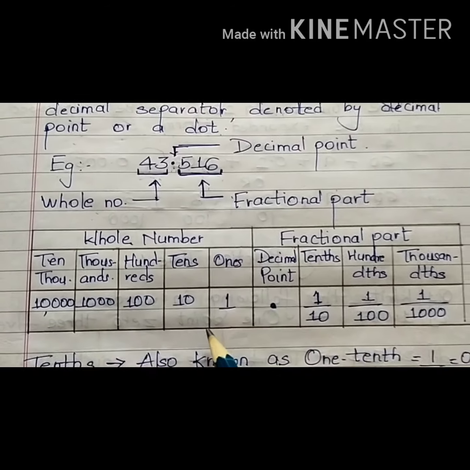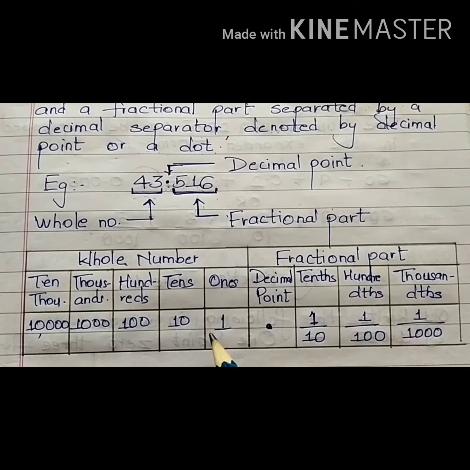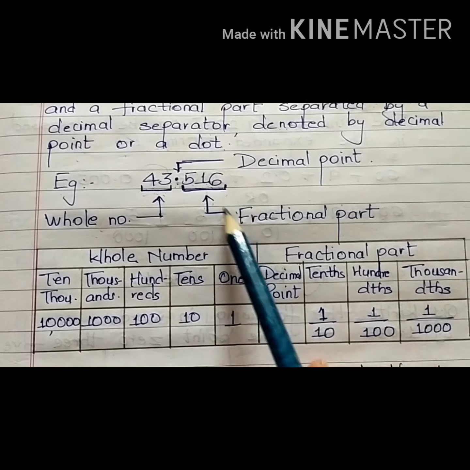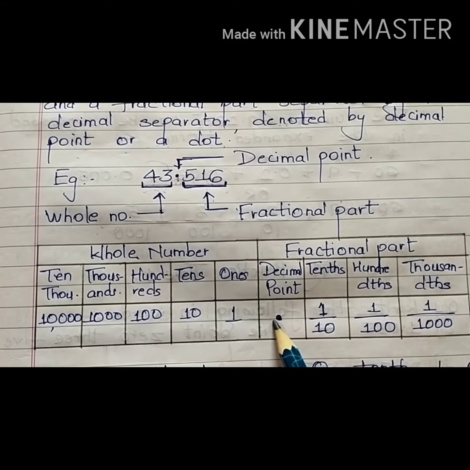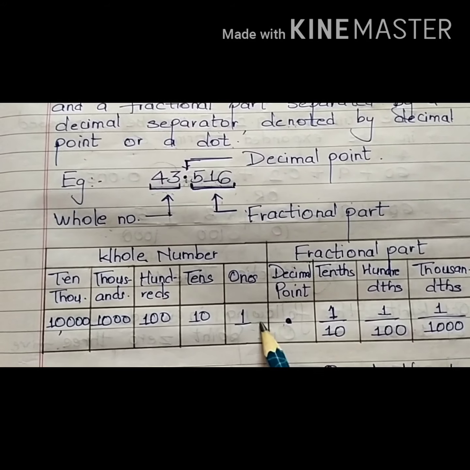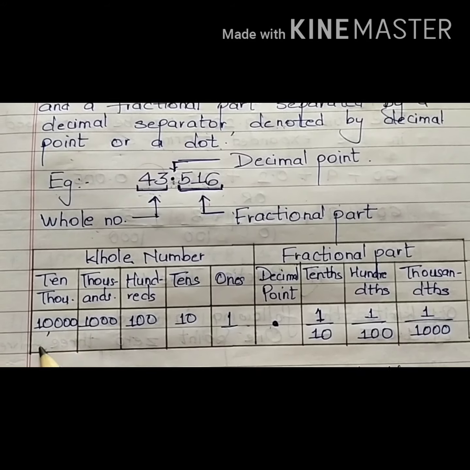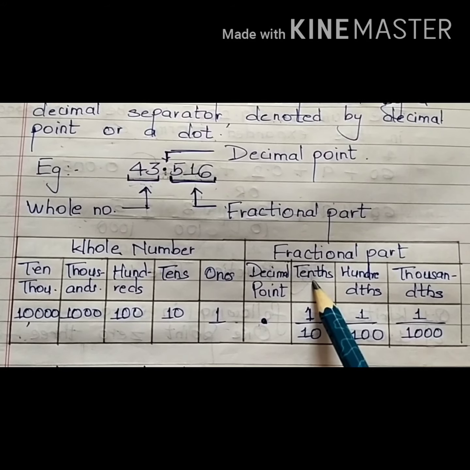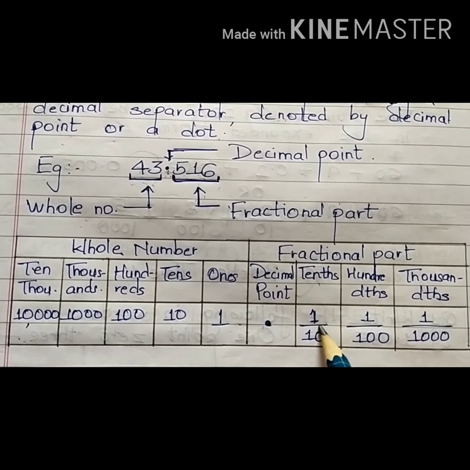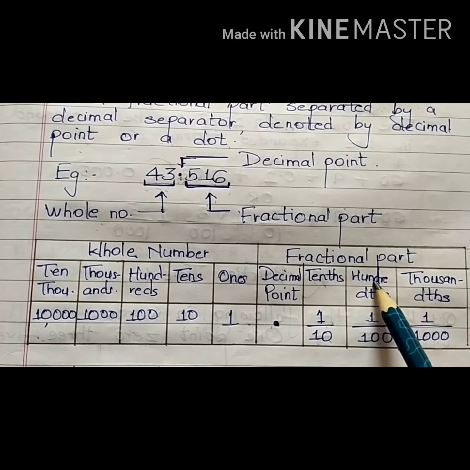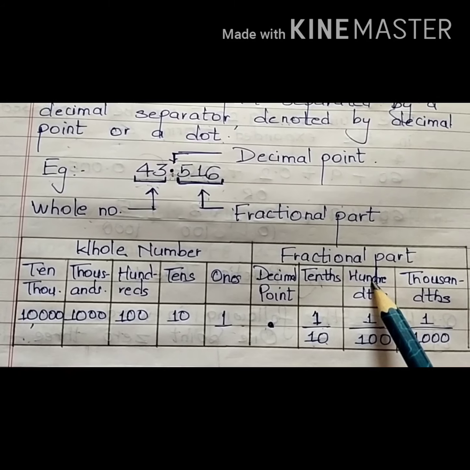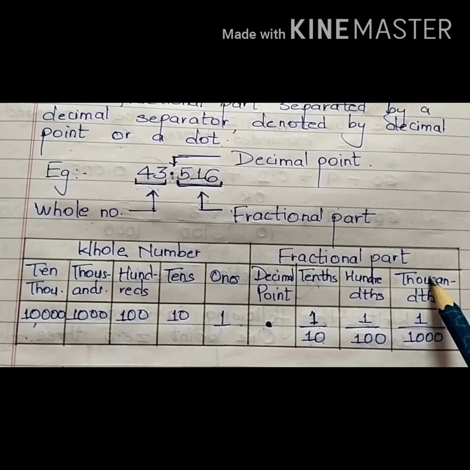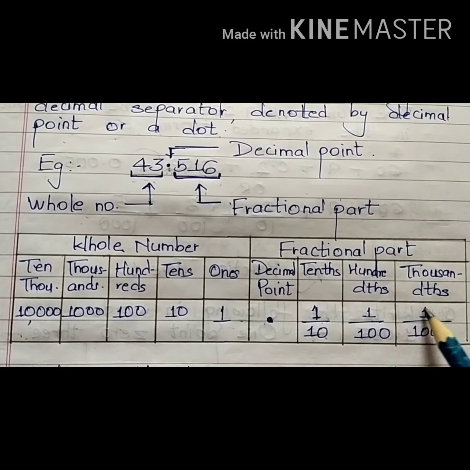First let us go through the table which denotes whole numbers and the fractional numbers. Here children, when I take my decimal point, the left side are your normal numbers: ones, tens, hundreds, thousands, 10,000. The very first place to the right of the decimal point is the tenth, written as 1 upon 10. The second place is hundredth, written as 1 upon 100. And the third place, thousandth, is written as 1 upon 1000.